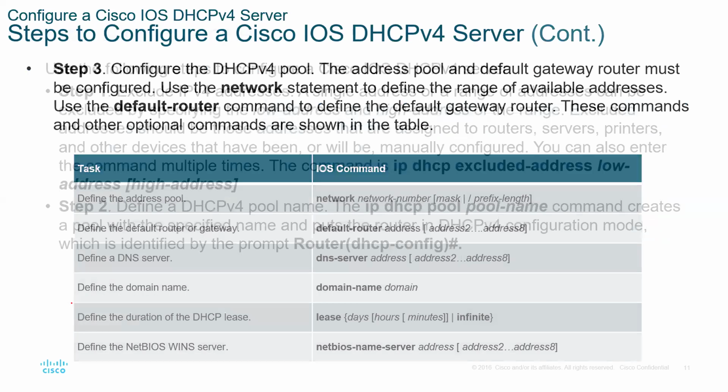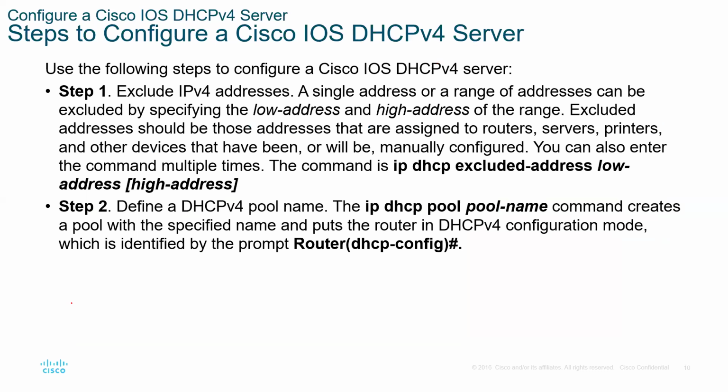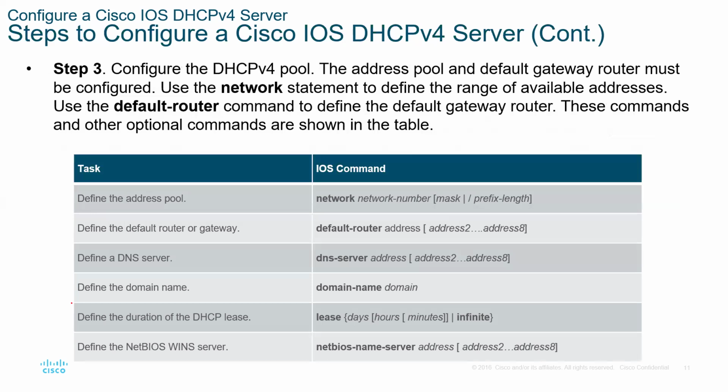Then step number 2, you define the pool. Define the pool name. Command ip dhcp pool, then you enter the pool name. After that, you enter the DHCP configuration mode where you can further configure the settings of your pool. Right, step number 2 leads us to step number 3, where we enter the DHCP configuration mode, and where we have to define the settings of our pool. What do we define with the pool? You define, number 1, the address.